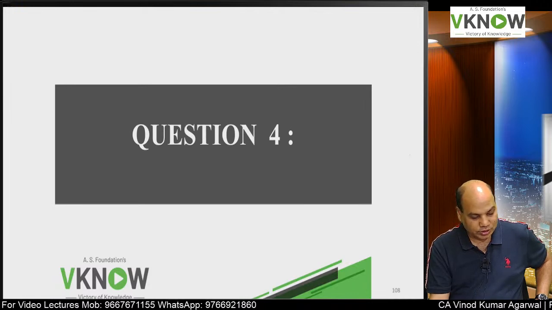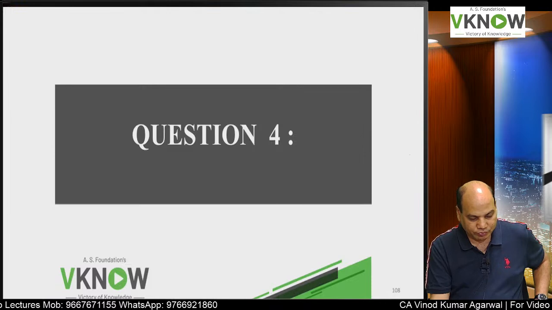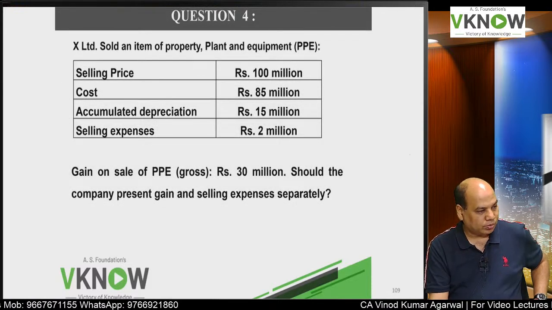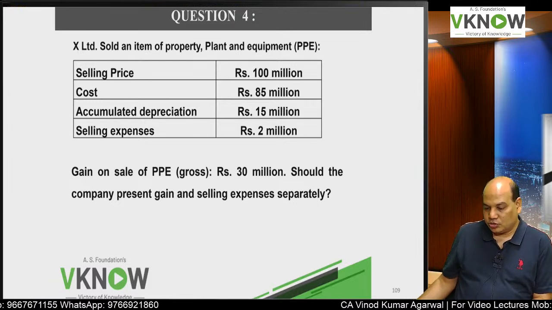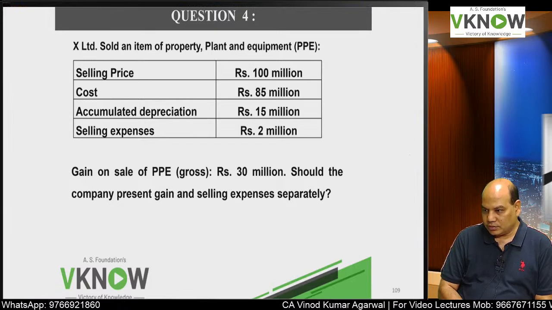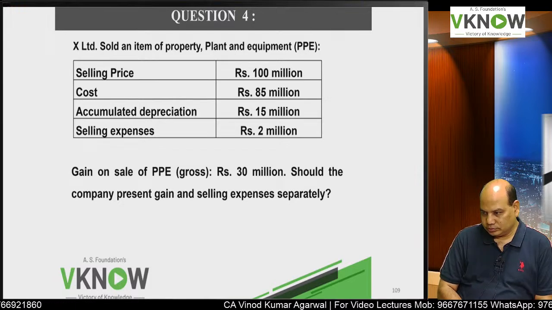There is one good question also, not this one, after some time. This is easy. Question number 4. You will write the answer in your notebook. XY Limited sold an item of PPE: selling price 100, cost 85, accumulated depreciation 15 and selling expenses 2 million.